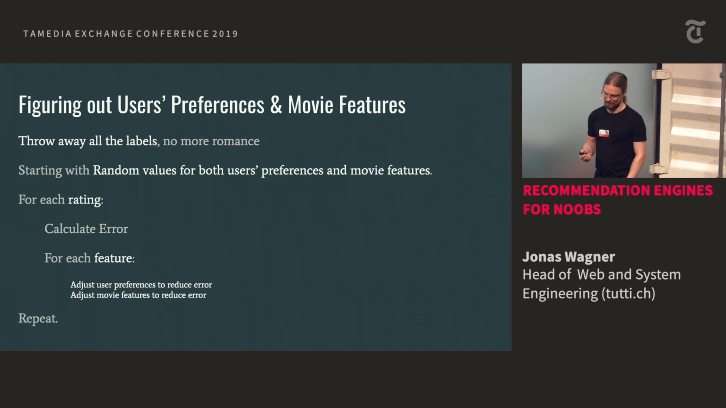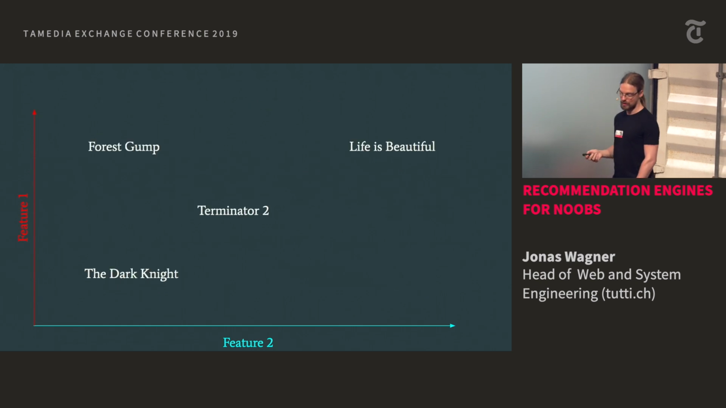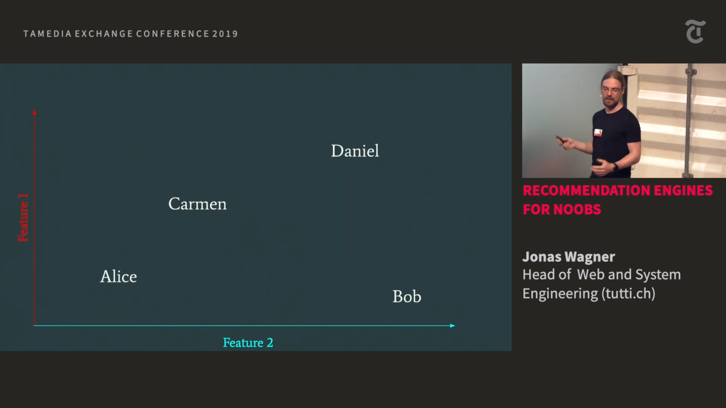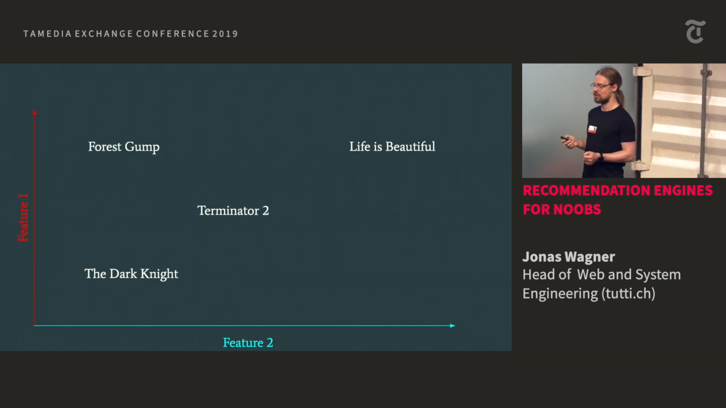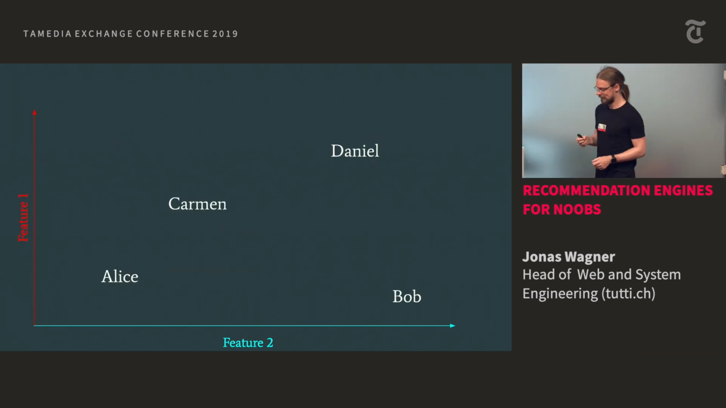Repeat ad nauseam. What will happen is that our users start in completely chaotic places, same thing with the movies, and we move them around. And that way the computer actually figures out the natural order of these things.